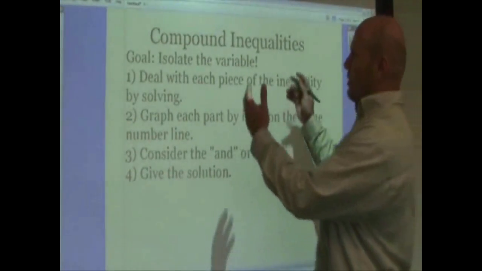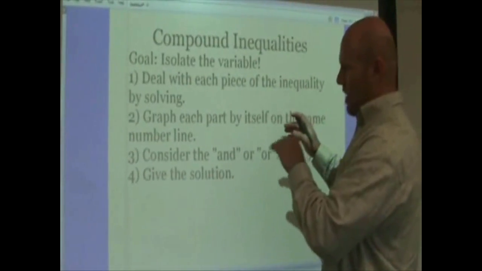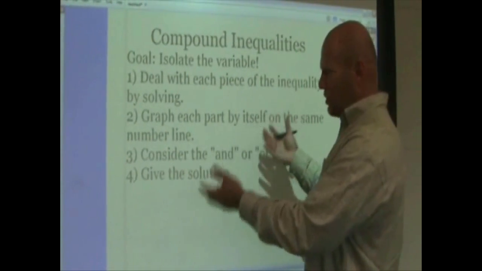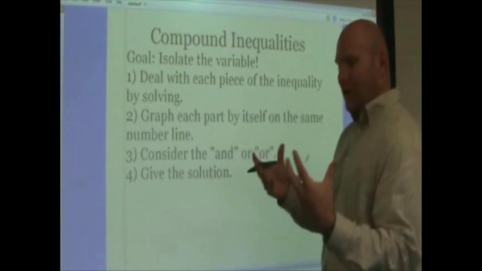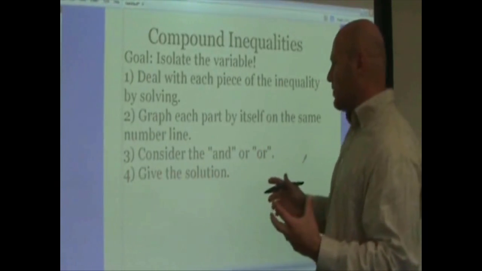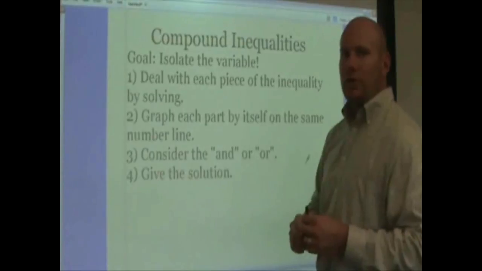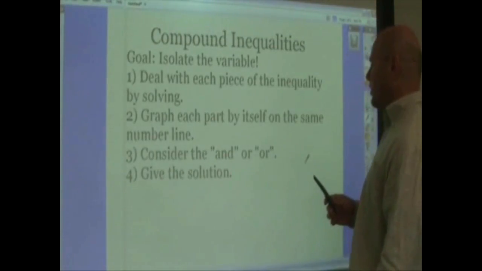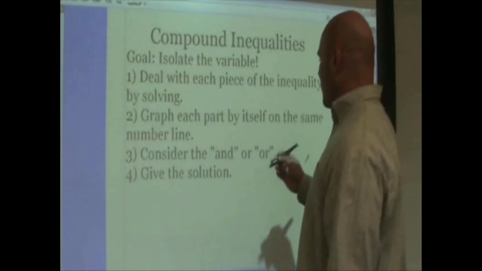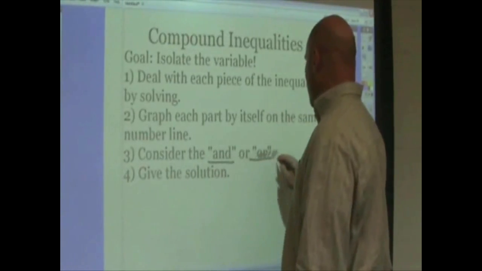So you know how to solve inequalities. We're now just going to do mostly two of them, and how they're connected is with an and or an or, and we'll talk about the difference in those in just a second, and then you want to end up giving your solution. Alright, I want to talk first of all about the difference between and or.